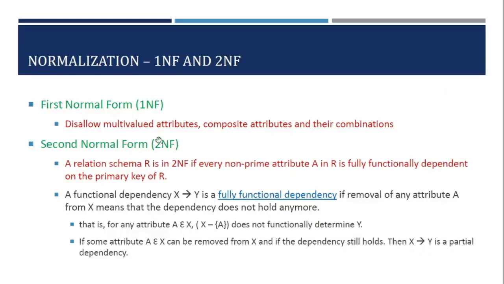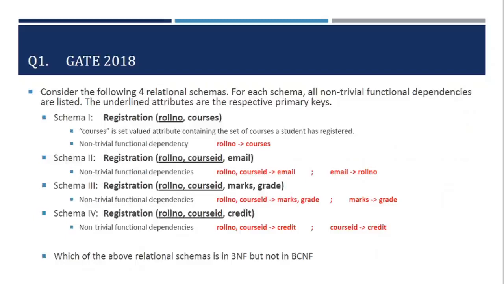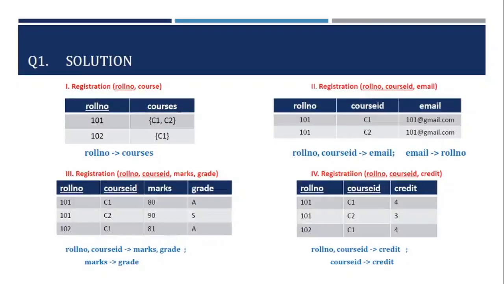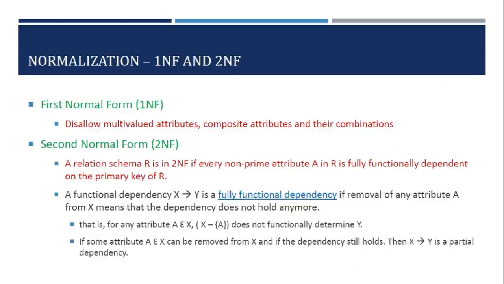So let us see what is the definition of first normal form. So for each of these relation schemas, we have to find out whether they are in 3NF. So that is our first part of the question. So let us see what we mean by 1NF or first normal form. In first normal form, we should not have any multi-valued attributes or any composite attributes.